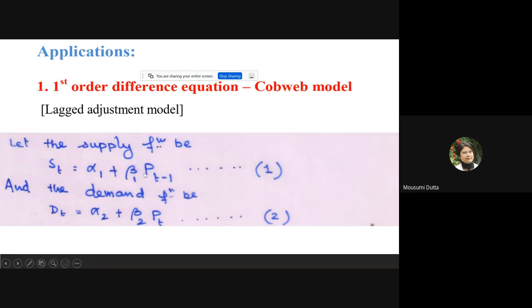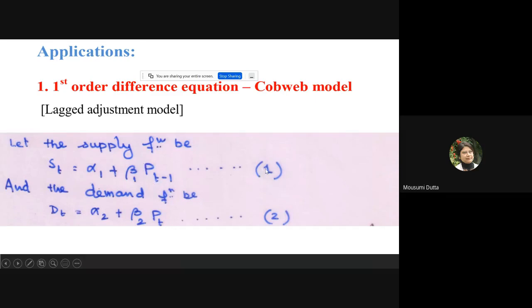So let the supply function be St = alpha 1 + beta 1 P(t-1), where alpha 1 and beta 1 are the parameters of the model. St is the quantity supplied at the t-th period, and it is a function of the price of the (t-1)th period. So we are finding a lagged adjustment. The supply of the t-th period is adjusted or determined by the price of the (t-1)th period.